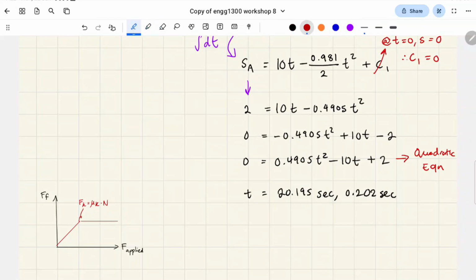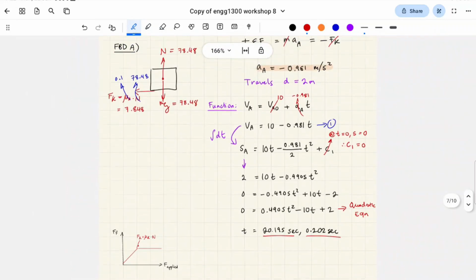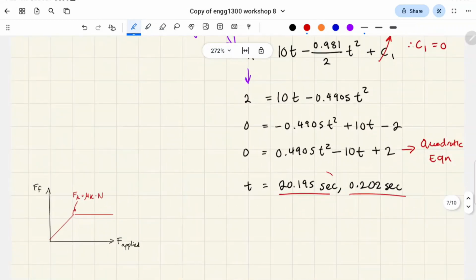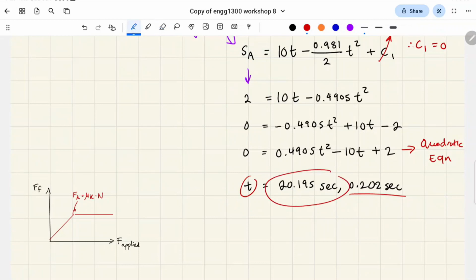t either equals 20.195 seconds or 0.202 seconds. If we look at this, it's moving 10 meters per second and only needs to move 2 meters, so it's clearly not going to be 20 seconds. So t is 0.202 seconds. You might be wondering why we have two positive numbers.